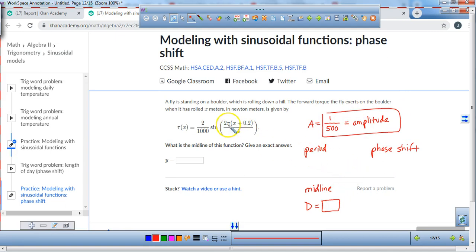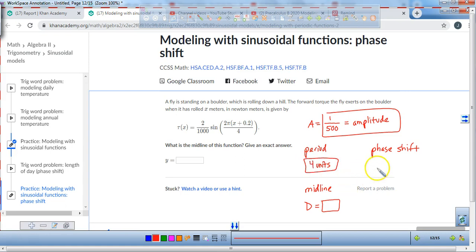It looks like our period, if I say 2 pi over 4, is simply going to be 4 units. That's our period. Our phase shift, it looks like if it says plus 0.2, our phase shift is going to be minus 0.2. And if you're trying to figure that out, it's just like, what number would you plug in there to make this part right here equal to 0? And I don't see things being added or subtracted from that, so I'm going to say our midline is going to be at 0.